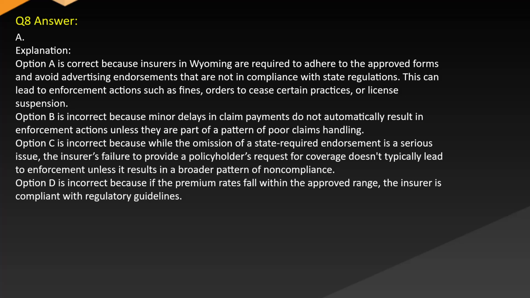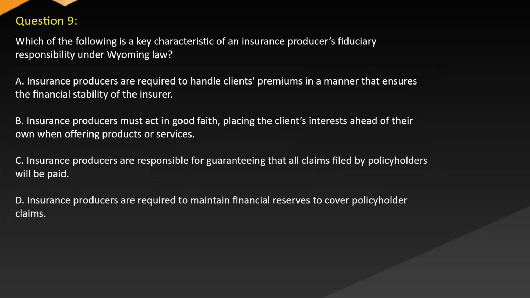Option B is incorrect because minor delays in claim payments do not automatically result in enforcement actions unless they are part of a pattern of poor claims handling. Option C is incorrect because while the omission of a state-required endorsement is a serious issue, the insurer's failure to provide policyholders' request for coverage doesn't typically lead to enforcement unless it results in a broader pattern of non-compliance. Option D is incorrect because if the premium rates fall within the approved range, the insurer is compliant with regulatory guidelines.